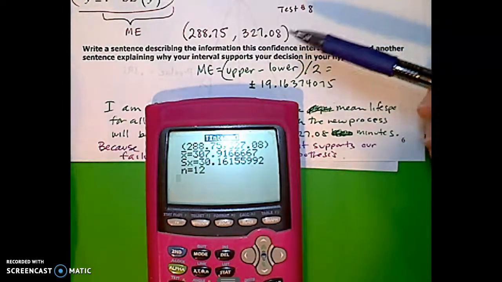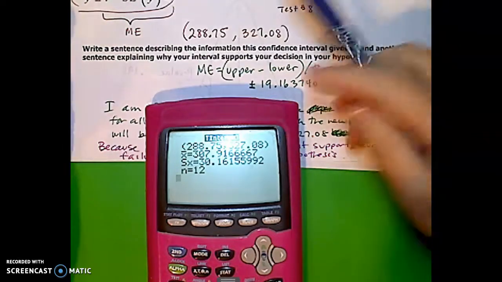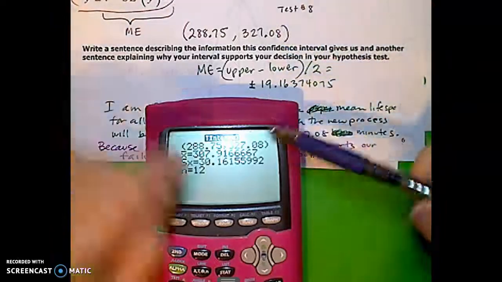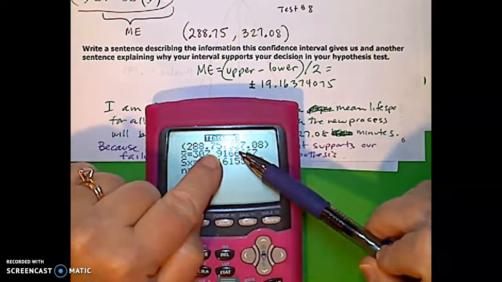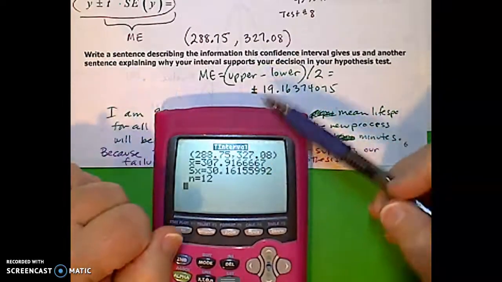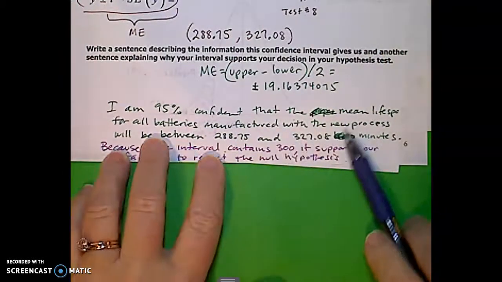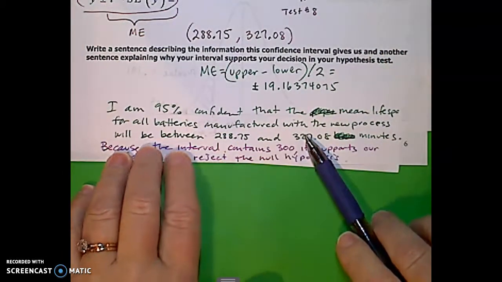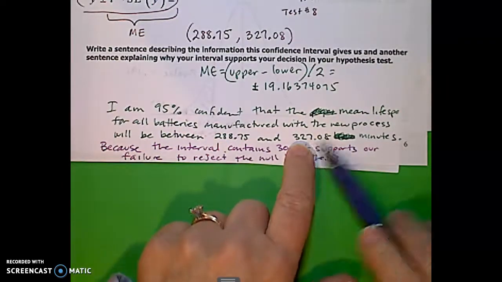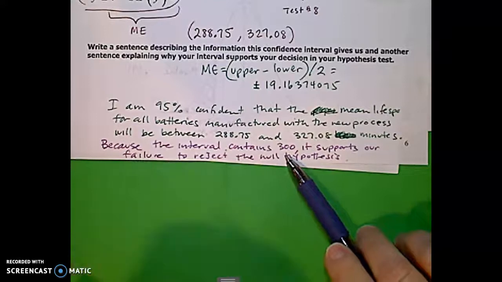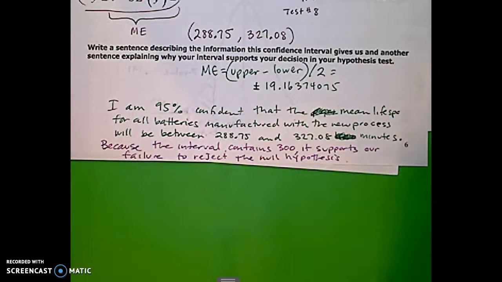And what we would say about this, why it supports our answer, is that the value of 300 minutes is included in this confidence interval. I'm 95% confident that the mean lifespan for all batteries manufactured with the new process will be between 288 and some change and 327 minutes. Because the interval contains 300 minutes, it supports our failure to reject the null hypothesis.